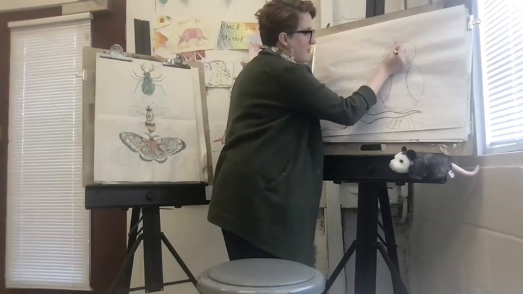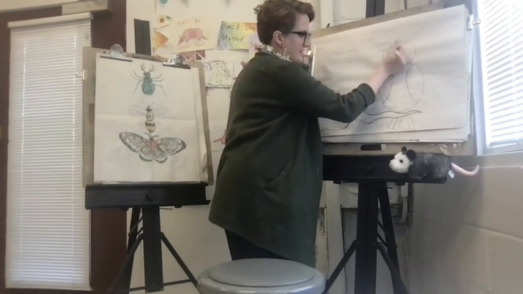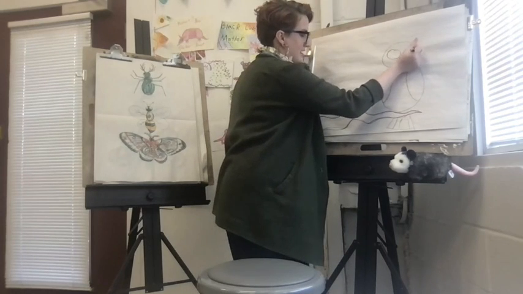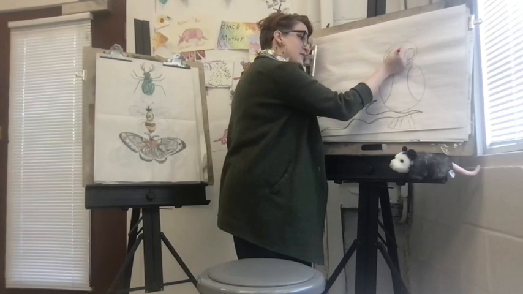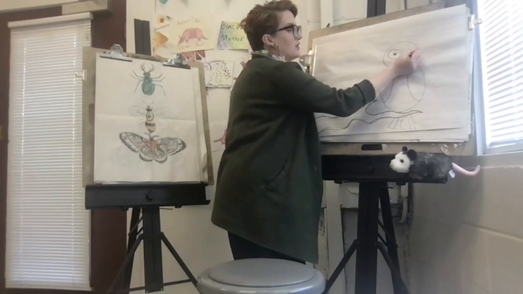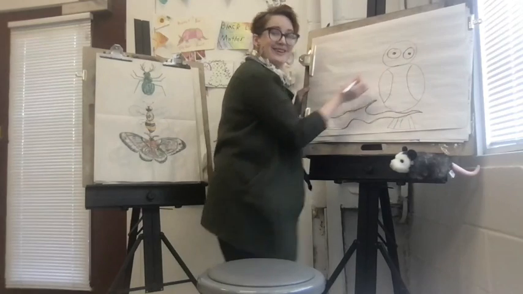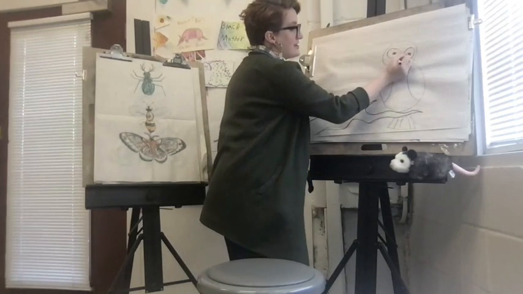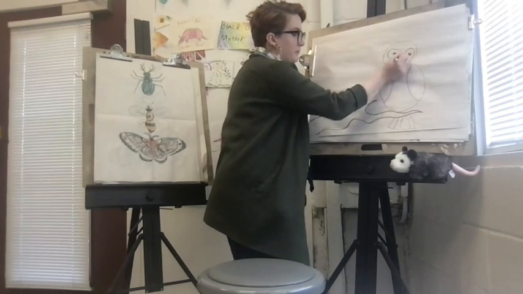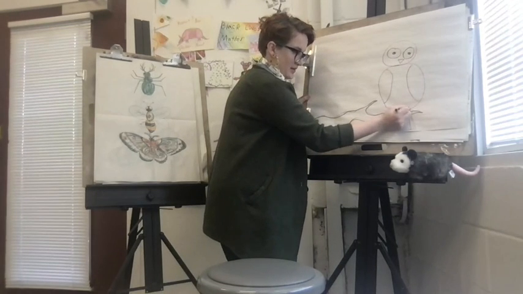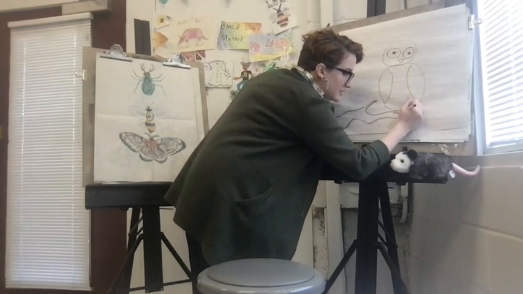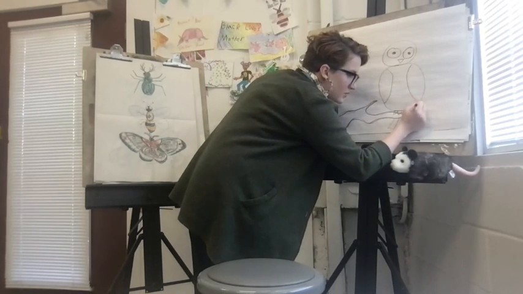Next, I'm going to add the big eyes that help an owl see at nighttime, with the big eyes and, of course, a big pupil in the middle of the eye, and a triangle beak, and some triangle feet, some toes that are 1, 2, 3 triangles.